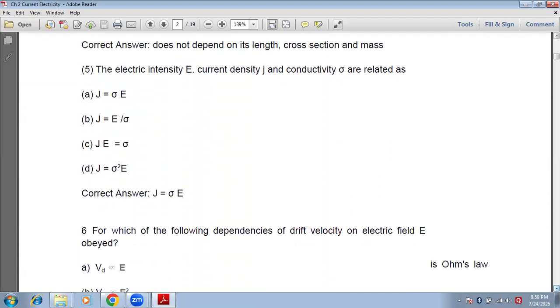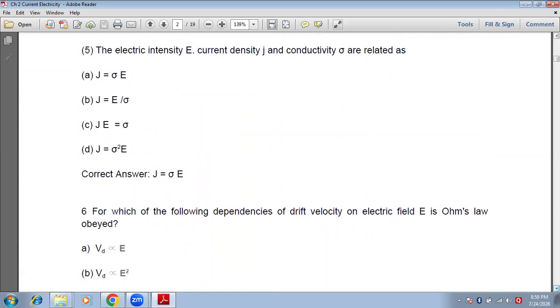5. The electric intensity E, current density J, and conductivity sigma are related as A. J equals sigma E, B. J equals E over sigma, C. J times E equals sigma, D. J equals sigma squared E. Correct answer, J equals sigma E.